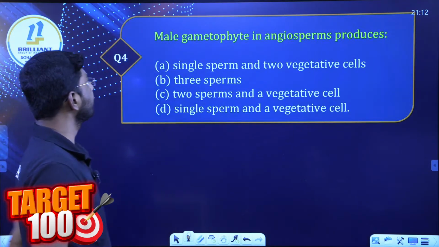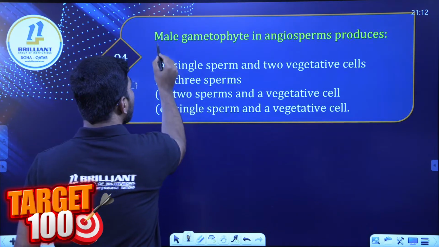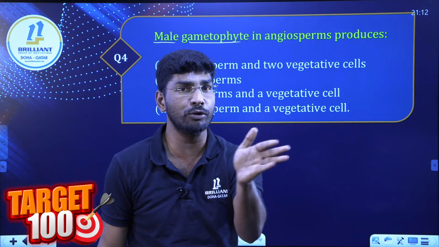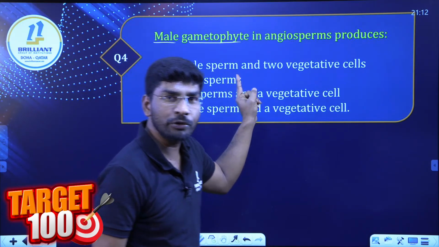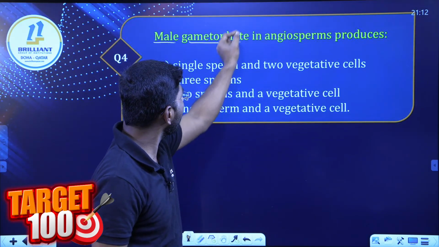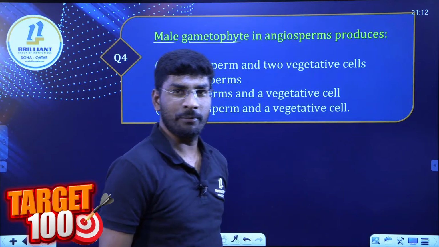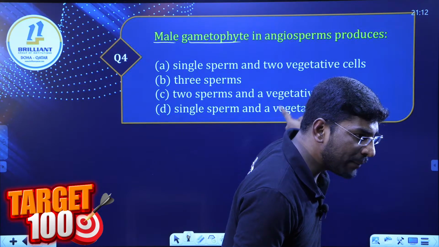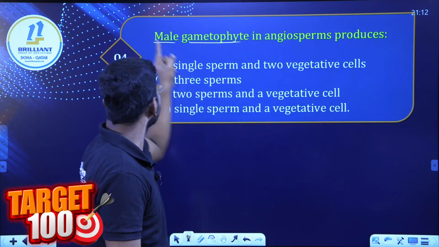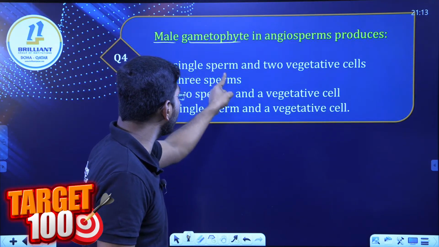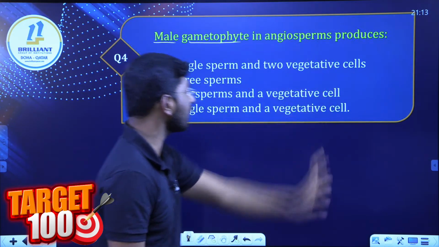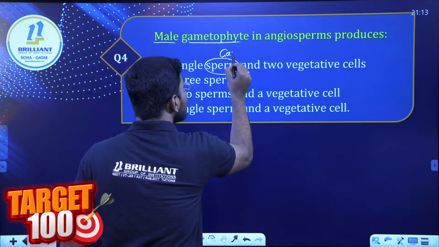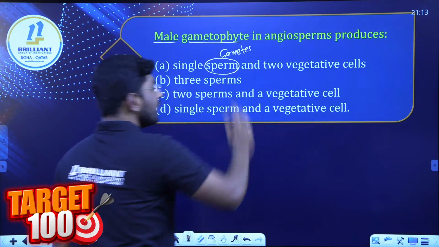Next question. Male gametophyte, which we just discussed, is nothing but the pollen grain or microspore. Can anyone give me the answer? Male gametophyte in angiosperms produces what? Come on, I am reading the chat box. Reshma, Hafiz, Abin, Sai, can you give me the answer? The option says: single sperm and 2 vegetative cells. What is the meaning of sperm here? The meaning of sperm is gametes. Remember, gametes.